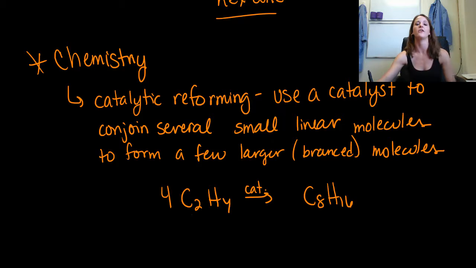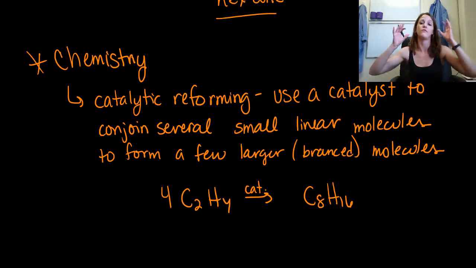It's the chemist in me coming out. You got to do that. But this is a very, very common process. You take ethane, you add a catalyst to it, you break apart those small linear molecules, and you form a few larger branched molecules. Okay, this is a very, very common process.